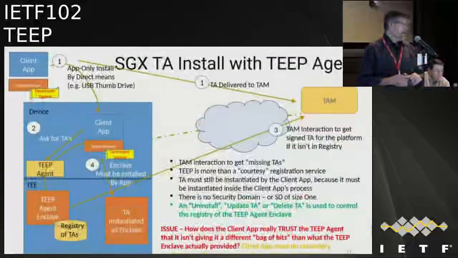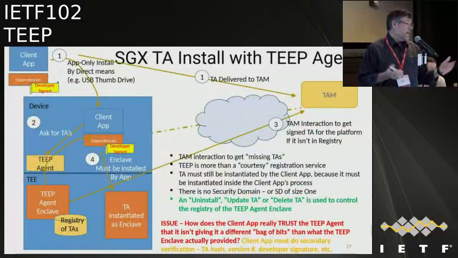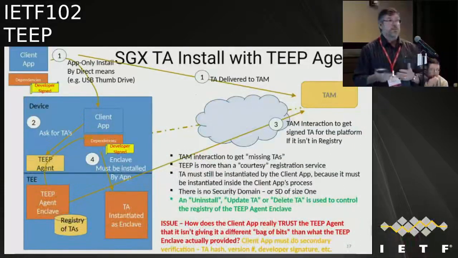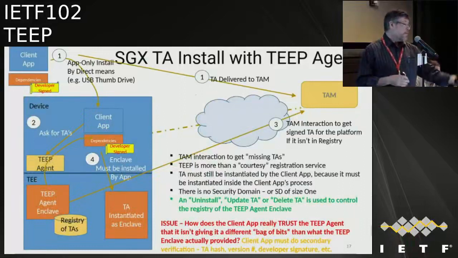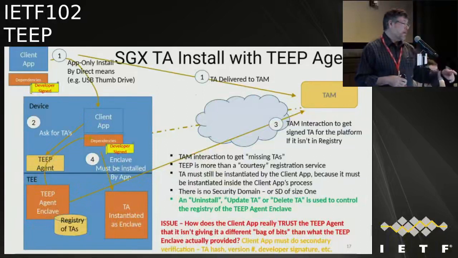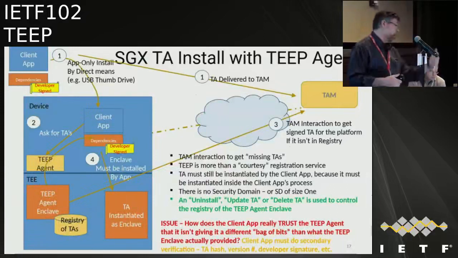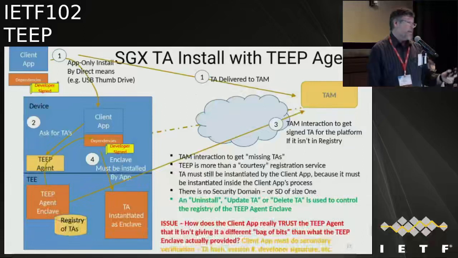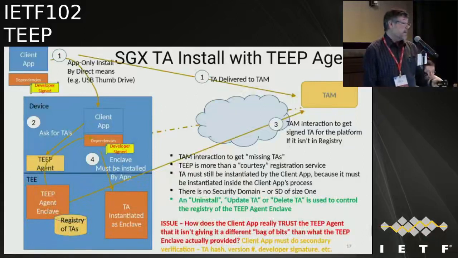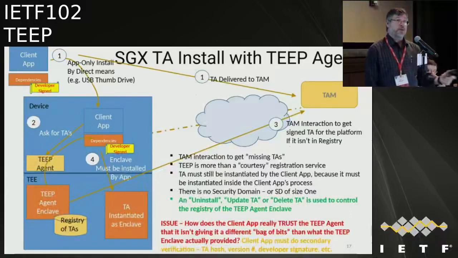So the way I thought about this is, you install the app, and then in step 2, you say, hey, I need these TAs. I showed that I've got some dependency. It's probably a manifest that's signed or something like that, and that would go into the Teep agent's enclave. Then that Teep agent enclave would go and talk to the TAM. I didn't show it here because it gets a little crazy, but it would have to go back out to the Teep agent, and the Teep agent would have a socket out to the TAM. Then that TAM interaction would either get a signed TA if it wasn't in the registry. The Teep agent enclave could maintain a registry of TAs, just like we do in TrustZone.